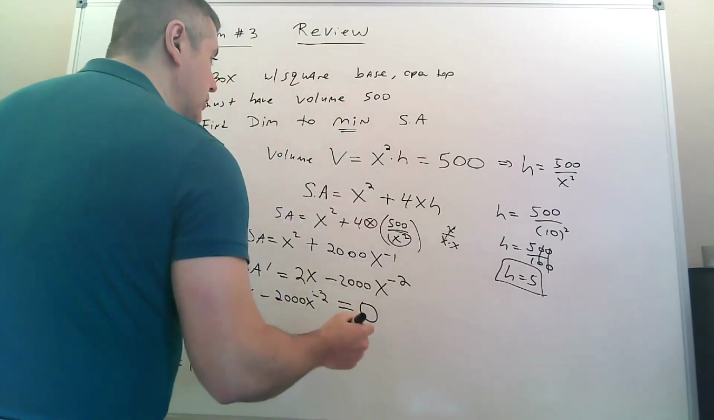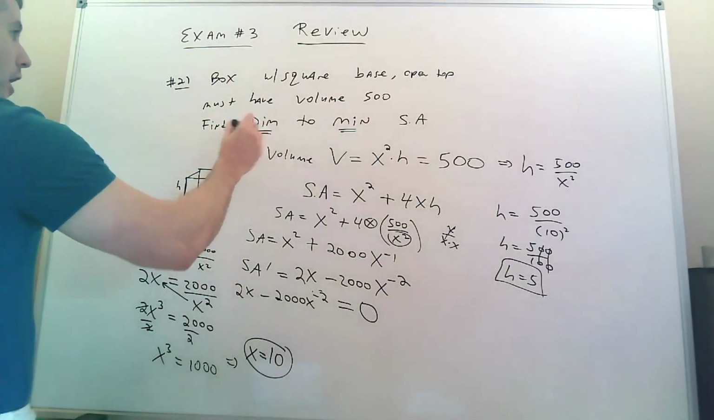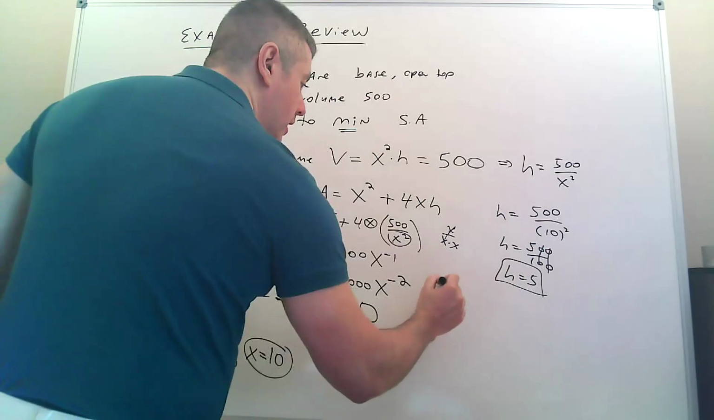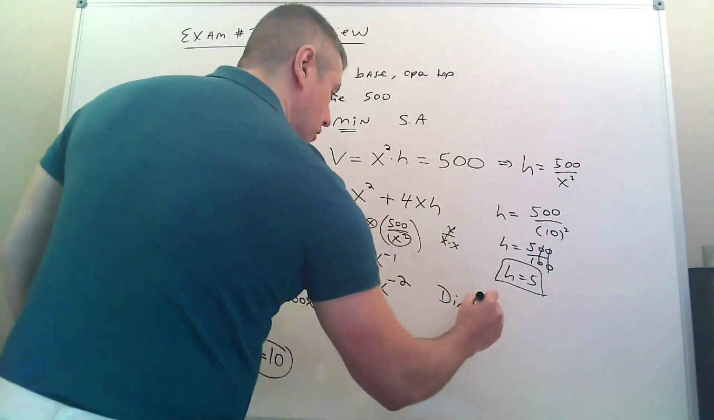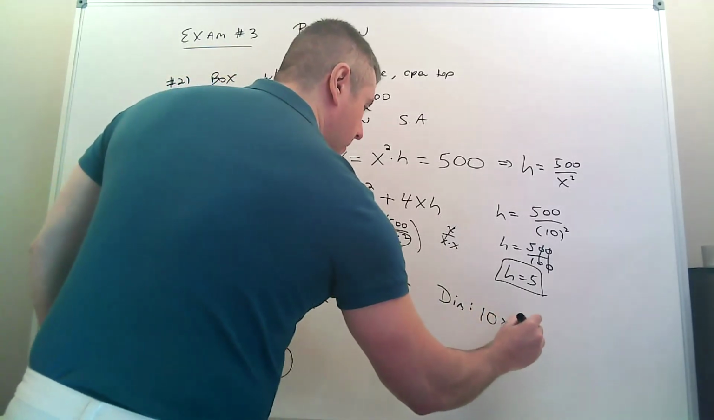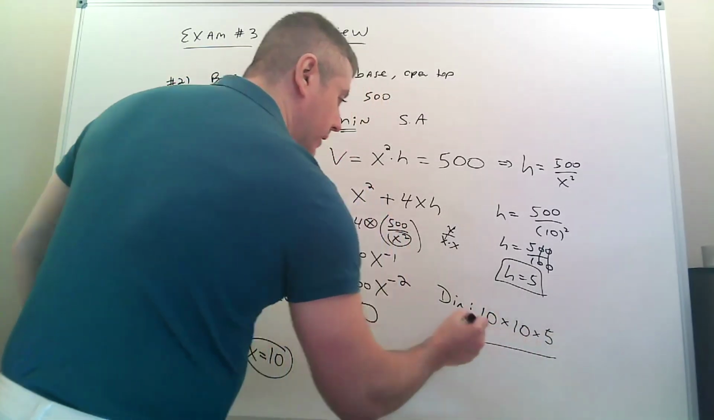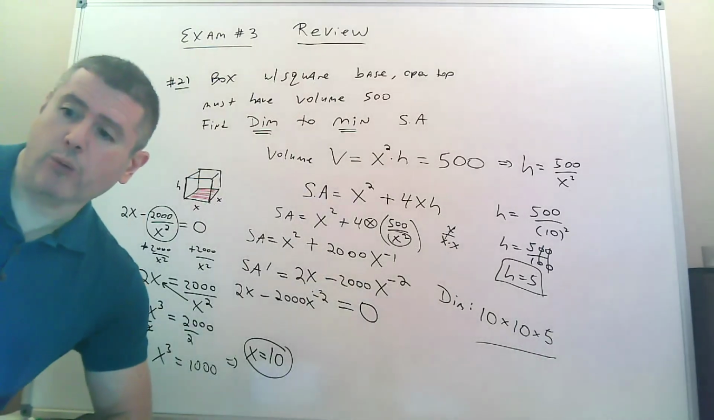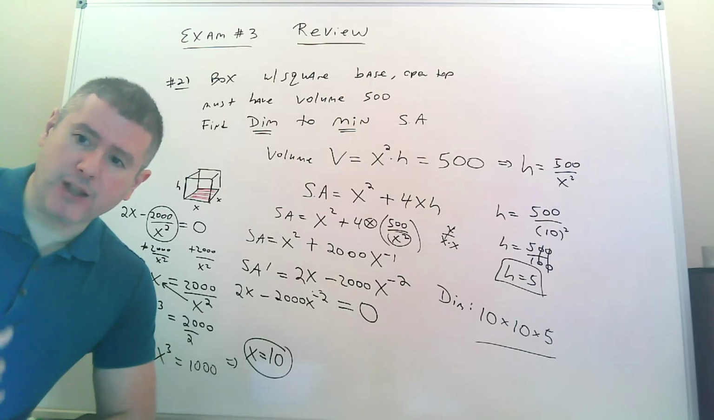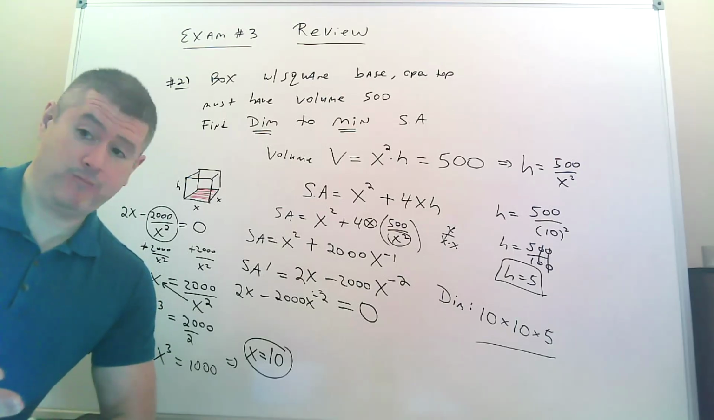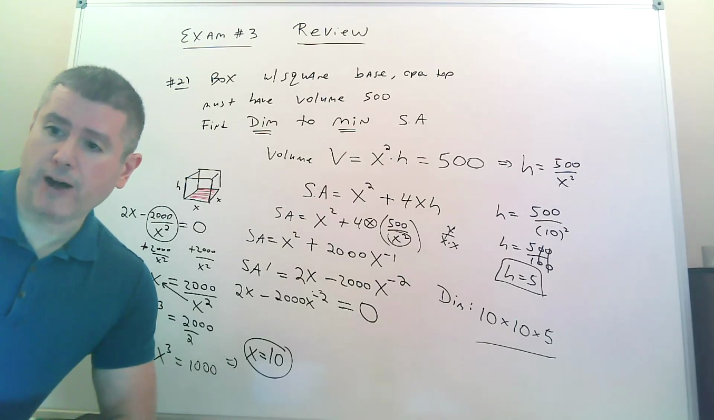So the dimensions, because remember, the question says, what are the dimensions? The dimensions are length, width, height. So it's 10 by 10 by 5. And guess what that comes out to? 500. That's the whole point of this question, right? The volume has to be 500. I want the dimensions that give me the least amount of surface area. You want to use as little material as possible to make that box.